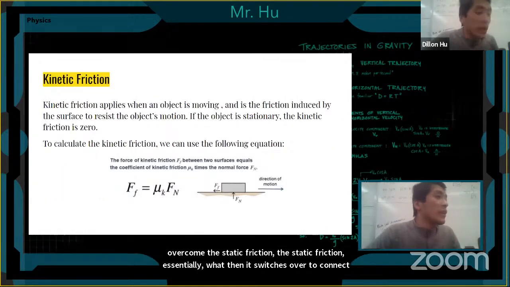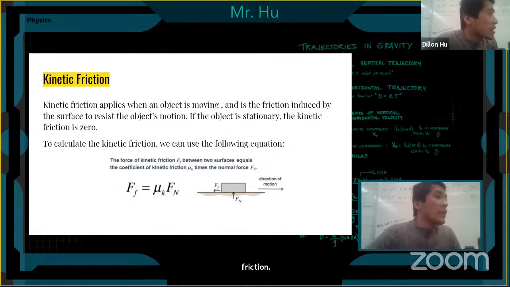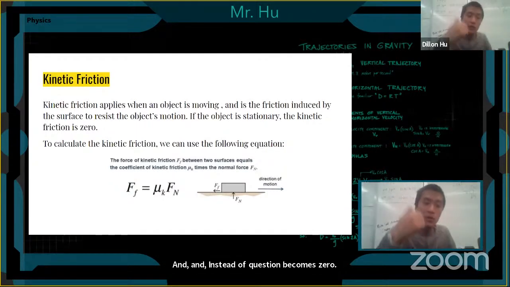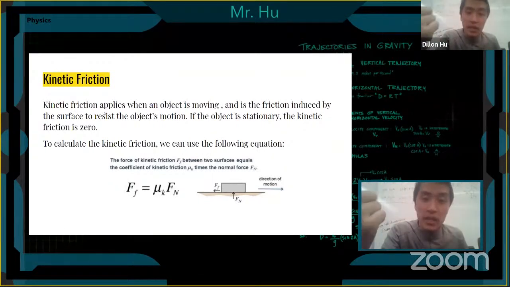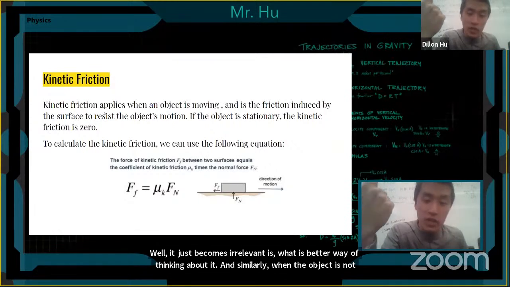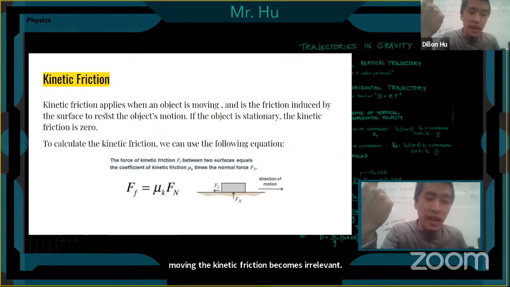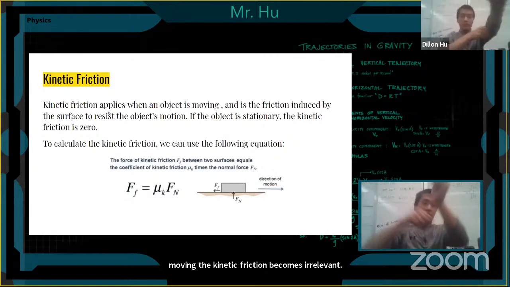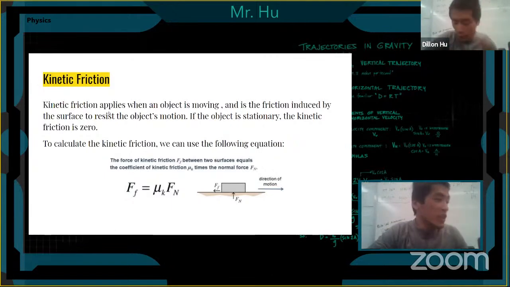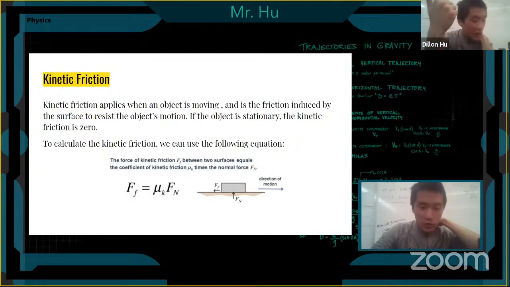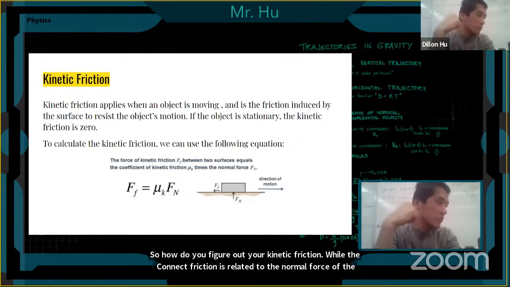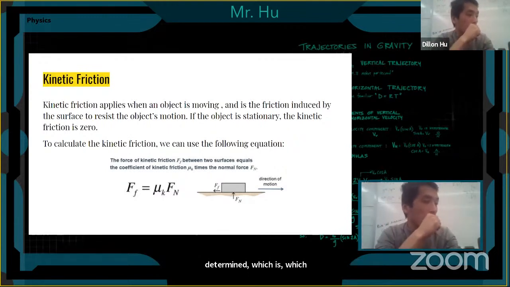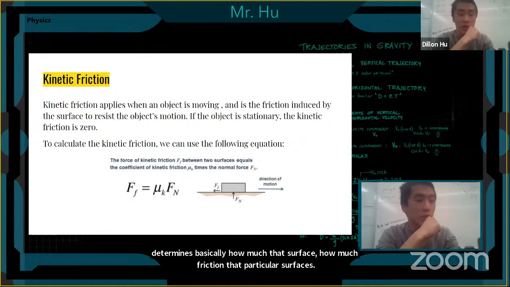So how do you figure out your kinetic friction? Well, the kinetic friction is related to the normal force of the object, basically how much the ground is pushing on an object, and the coefficient of kinetic friction, which determines basically how much friction that particular surface has. So how much friction an object feels is equal to its coefficient of kinetic friction, called mu k, times the normal force, F subscript n. And that force of friction opposes the direction of motion.